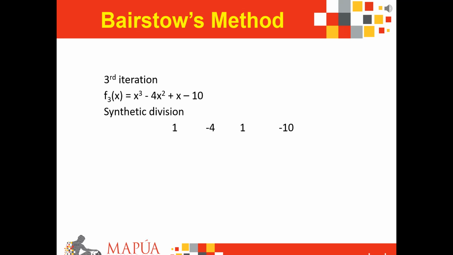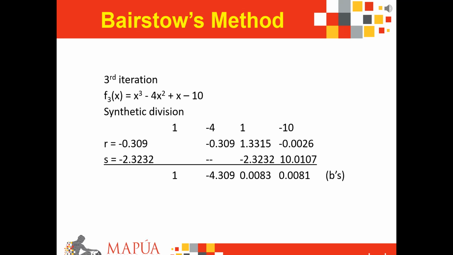Applying synthetic division on your given cubic polynomial function using the R value of negative 0.309 and an S value of negative 2.3232 leads us with a B3 value equal to 1, a B2 value equal to negative 4.309, a B1 value of negative 0.0083, and a B0 or remainder value equal to 0.0081. Notice that the B0 now is almost approaching your zero value. Hence, it implies that we are getting closer and closer to the true values of R and S.